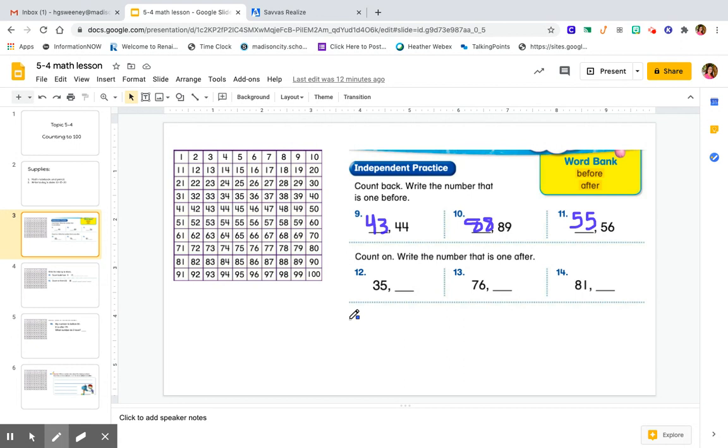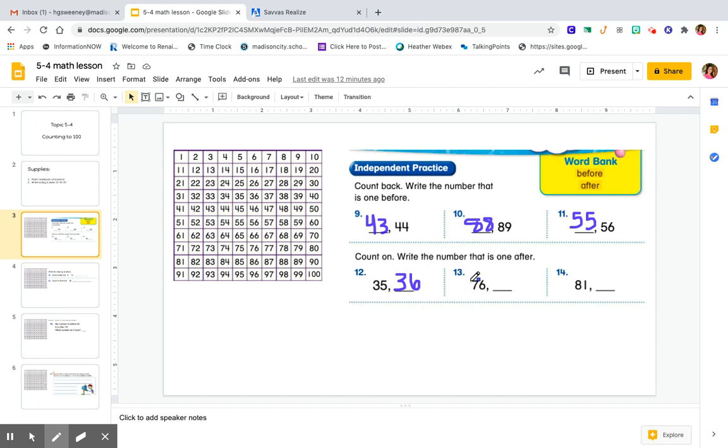All right, now let's look at counting on and write the number that is 1 after. So let's look here. 35 is the number listed first. So when I come over here, here's the number 35. To count on, I'm going to go forward. So the next number is 36. So I want you to write this down in your math notebook, 35, 36. Now I want you to go on and do numbers 13 and 14 on your own. Come back to the video when you're finished to check.